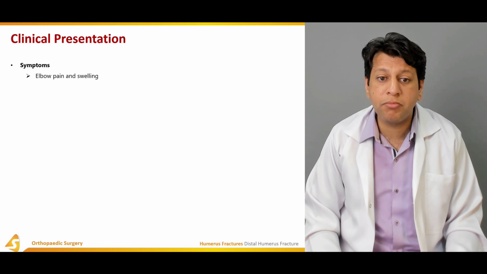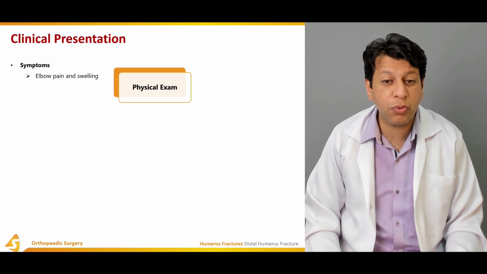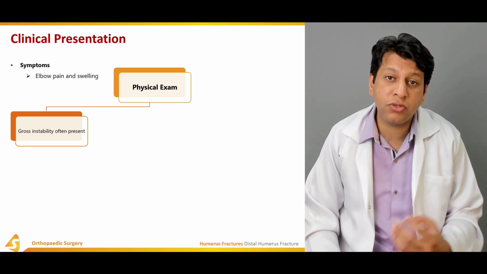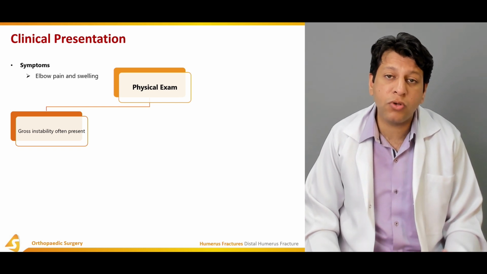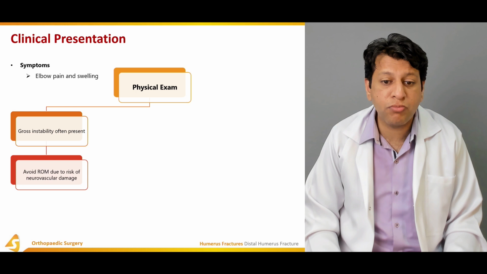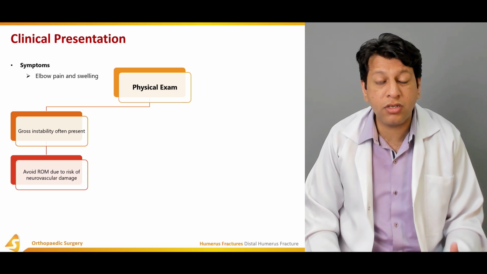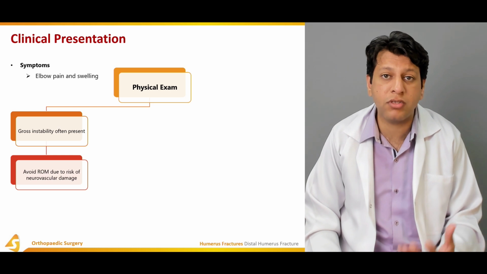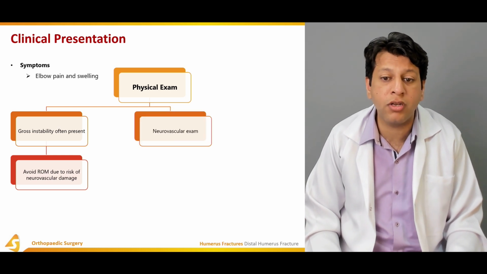Now, the symptoms would include elbow pain and swelling. On physical exam, there will be gross instability, which is often associated with polytrauma or the terrible triad, because there is massive disruption of soft tissue. Usually the decreased range of motion may be due to neurovascular insufficiency, so we have to examine the neurovascular structures as well.